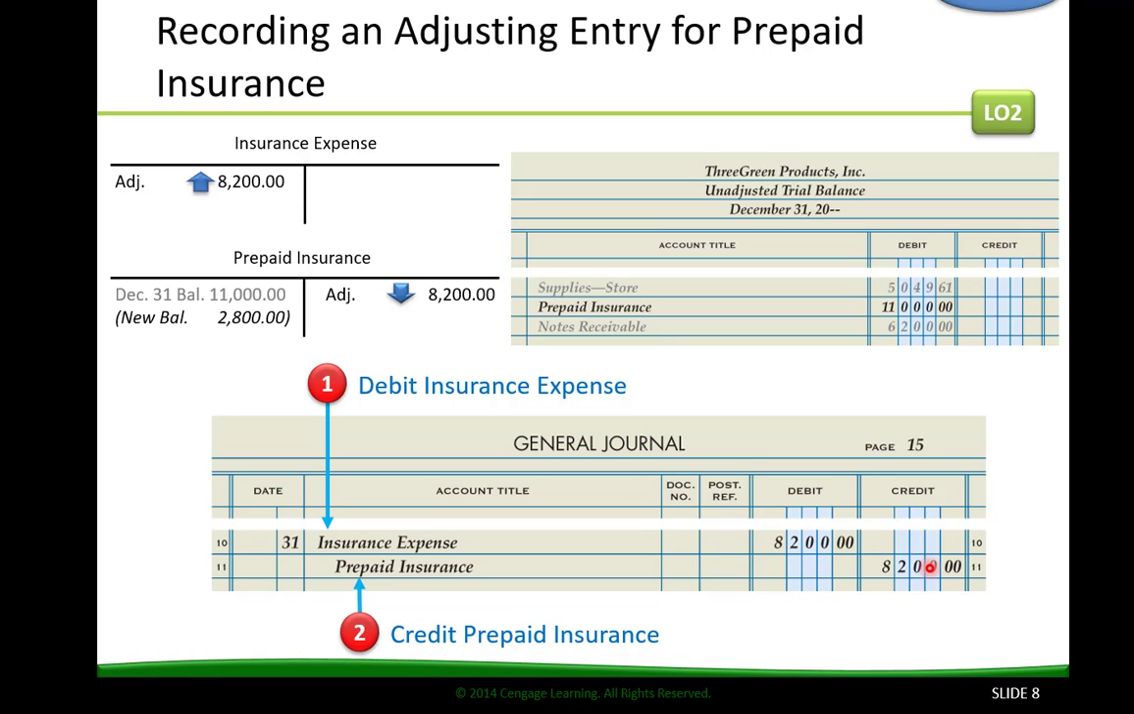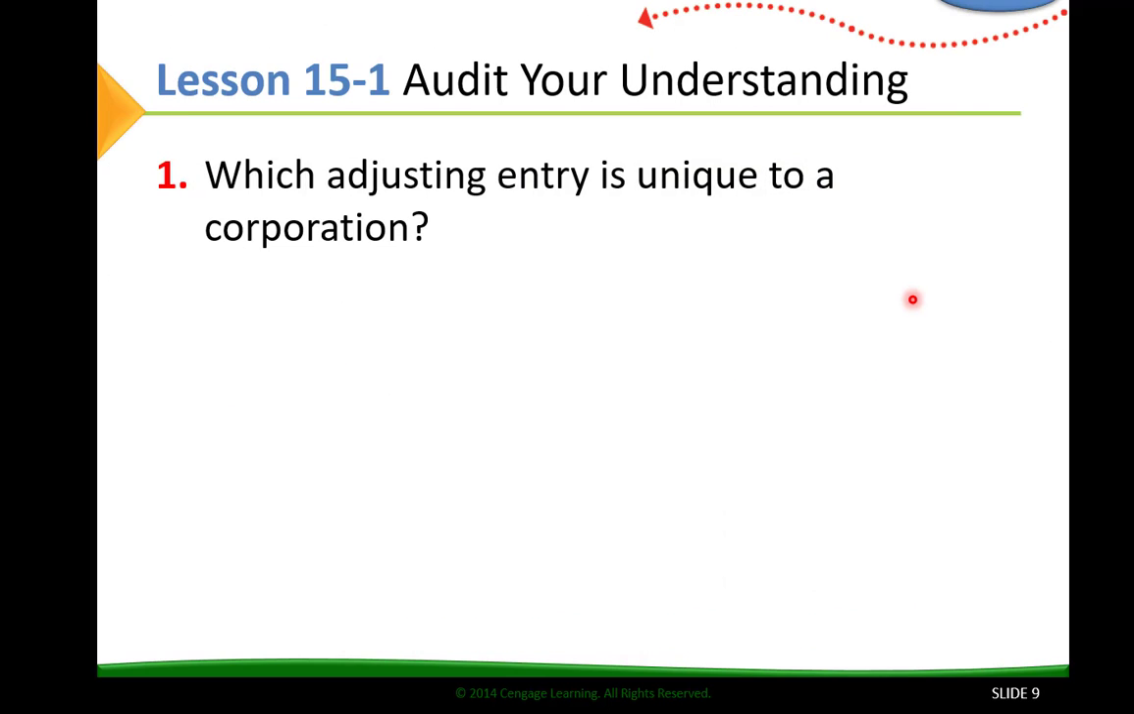And remember, this number was the difference. This was the starting amount. That's where we found the starting amount. So which adjusting entry is unique to a corporation? Select your answer.